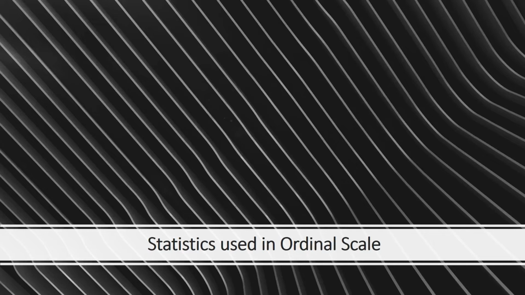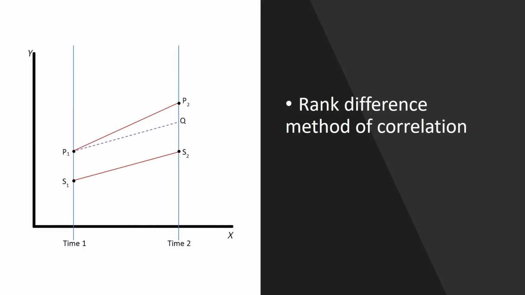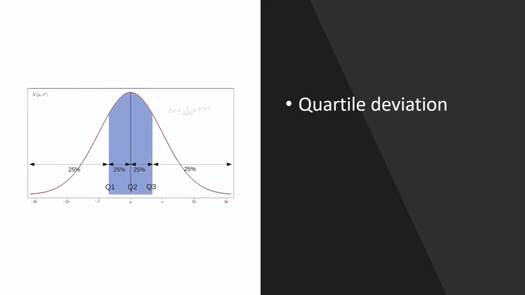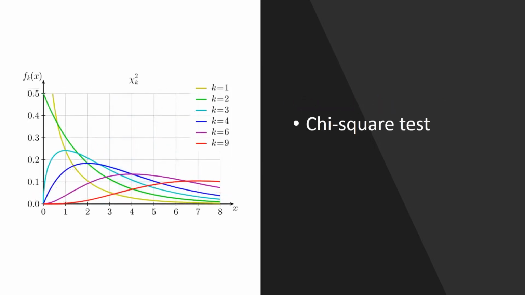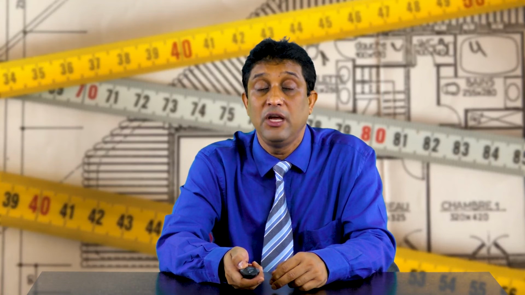So far as measurement, measures of central tendency, if the data is in a raw form, you can find out the mean, median and mode, but not in group data, only in the raw data. Then rank difference methods of correlation you can also use, rank calculation you can also do. Then quartile deviation statistics can be used. Then chi-square test can also be used. So these are the statistics that you can use so far as ordinal scale is concerned.